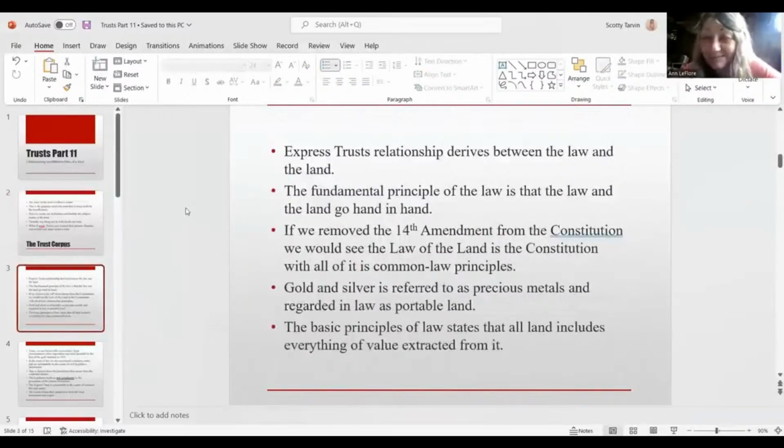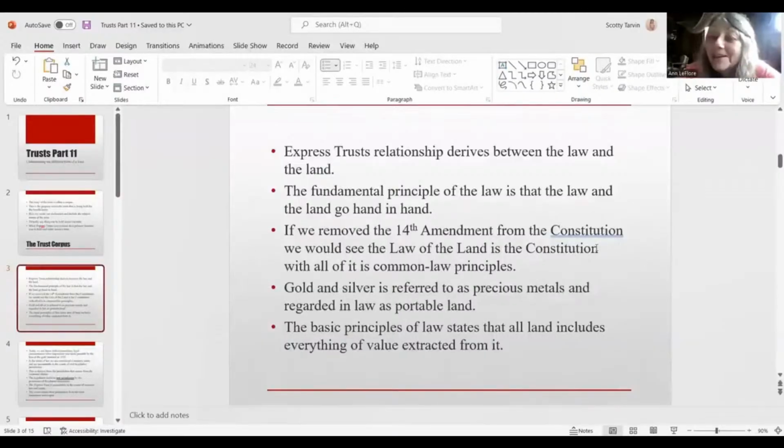Express trust relationships derive between the law and the land. The fundamental principle of the law is that the law and the land go hand in hand. If we remove the 14th Amendment from the Constitution, we would see the law of the land is the Constitution with all of its common law principles. Gold and silver is referred to as precious metals and regarded in law as portable land. The basic principles of law state that all land includes everything of value extracted from it.